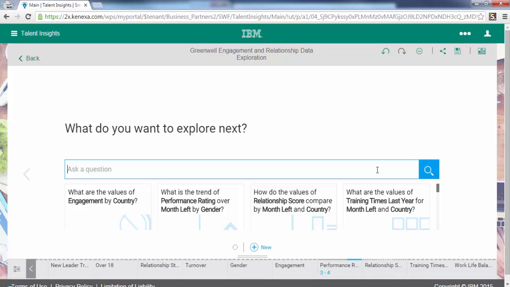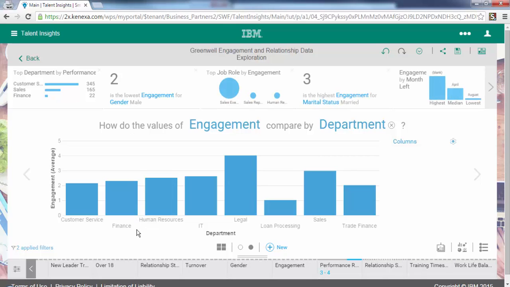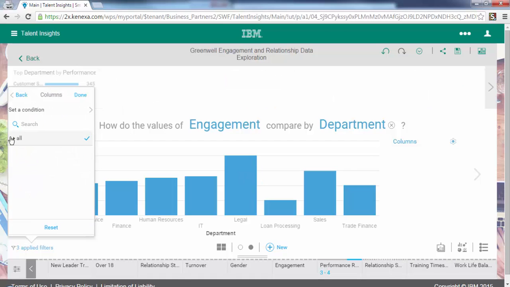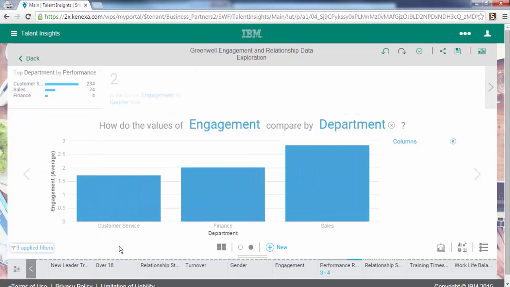I know the engagement survey results may give me some insight into the turnover problem in India, so I ask Watson, what is the average engagement by department? Because I previously applied a global filter on this workbook, Talent Insights automatically displays only the subset of data I'm exploring, high performers in India. I want to focus specifically on those employees that have left, so I add another filter to include turnover. Since I do not want to apply this filter to my entire exploration, I'm adding the filter only to this page.